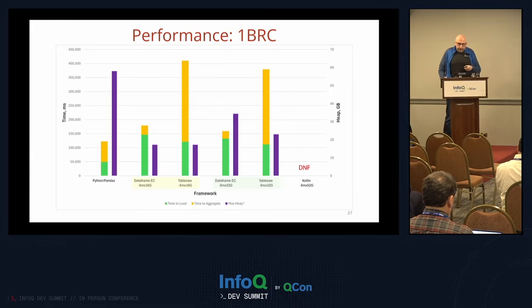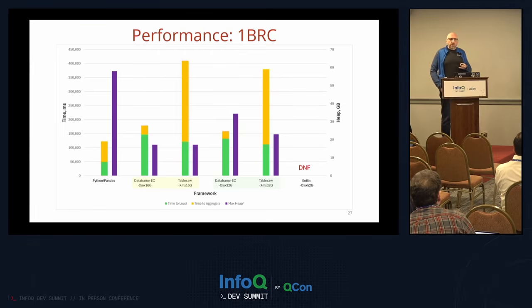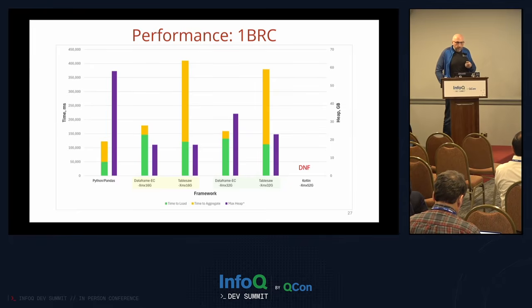Now, both DataFrame-EC and Tablesaw do much better than Kotlin, well, in general, because they could finish it, but also if you look at loading performance and memory usage, they both rely on highly efficient collection frameworks. So for Tablesaw, it's fastUtil. And for DataFrame-EC, like I mentioned, it's Eclipse Collections. So that really shows here.